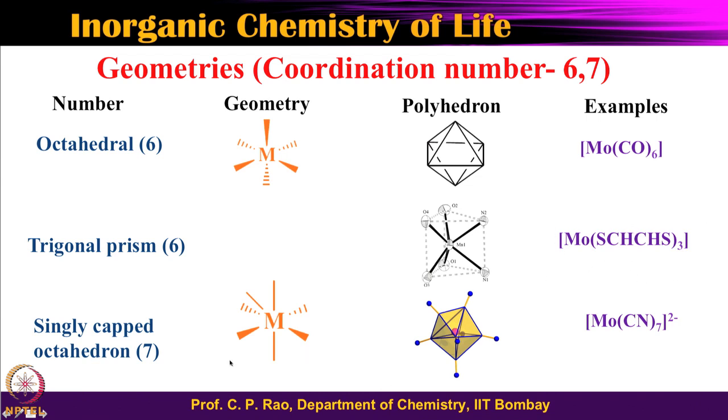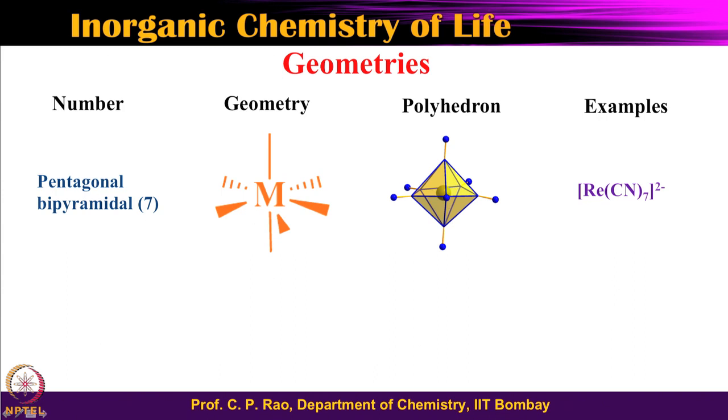Then you have a 7-coordinated system. This is a singly capped octahedron. So, you basically have an octahedron, and to this octahedron one extra ligand is added to a face. That is Mo(CN)7 and continuation of this. This is pentagonal: 1, 2, 3, 4, 5. These 5 ligands are in one plane, and you have one above and one below, and that is the pentagonal bipyramid. So, the polyhedron will look like this, rhenium CN7.